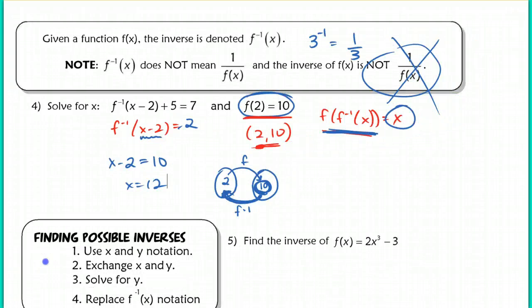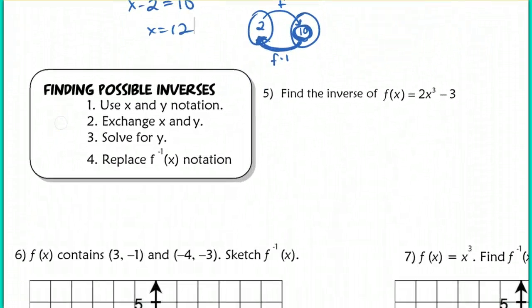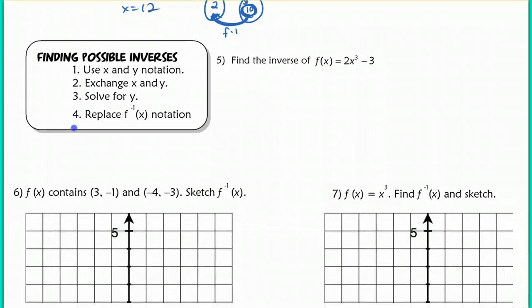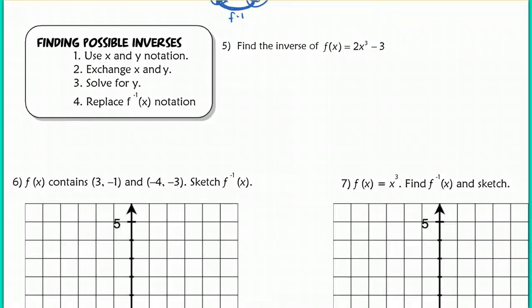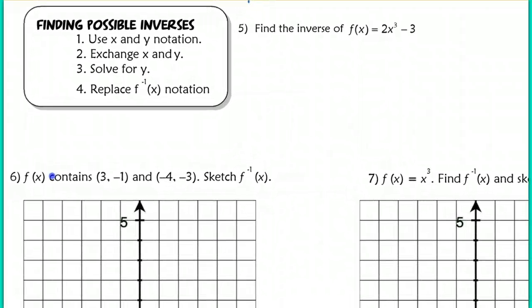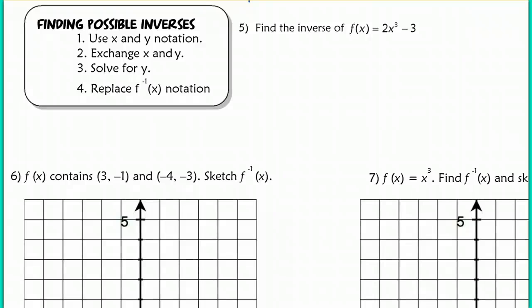Alright, the second to last section here says to find possible inverses. So I think this is probably the easiest question that you're going to do. There's really no abstract thinking at all involved in this. It's straight up algebraic computation.